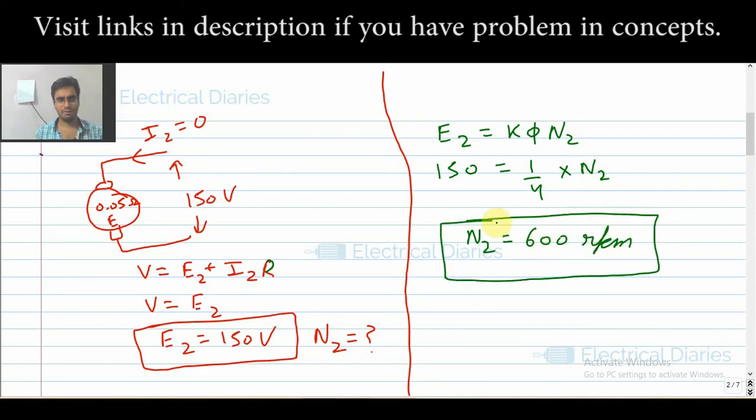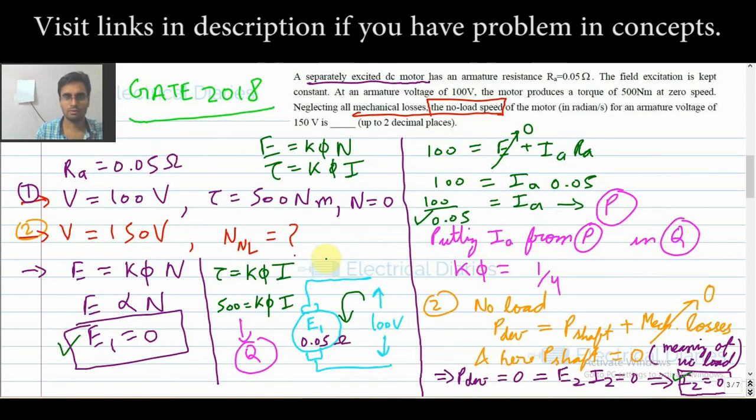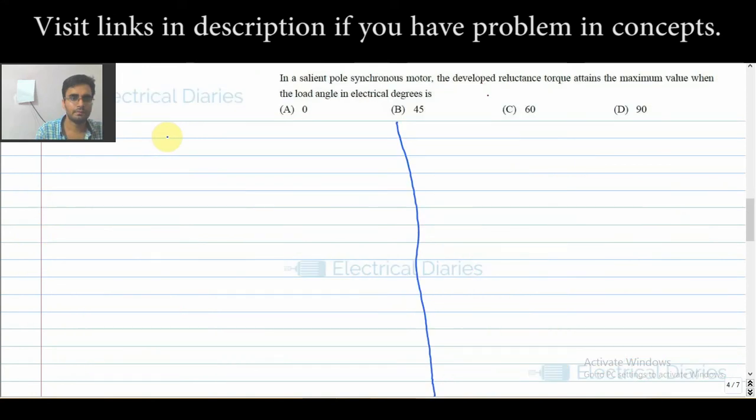So in every DC motor question, you should remember a few things. You must always remember the circuit in every DC motor question, and you should remember these two equations. Somehow you have to manipulate or use these two equations to calculate things. So the answer for this question is 600 RPM. Okay, so it's done. Let us move to the next question.